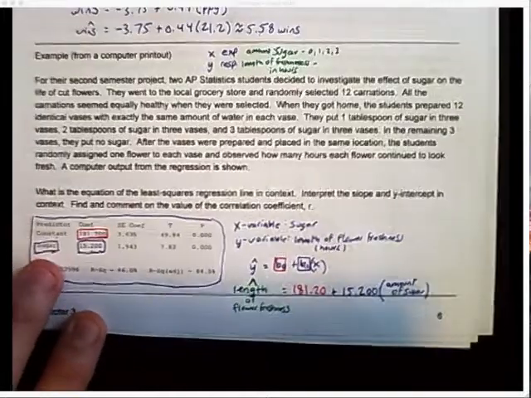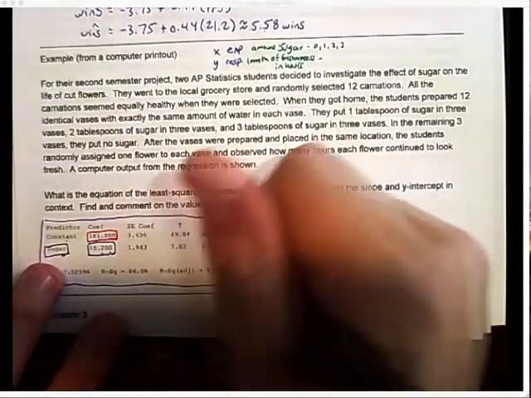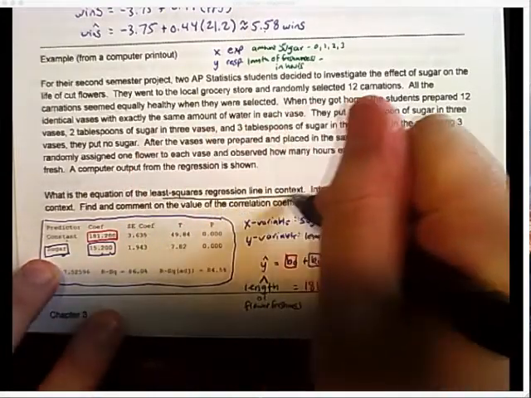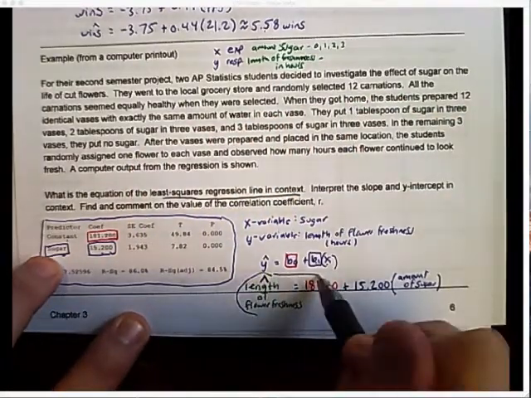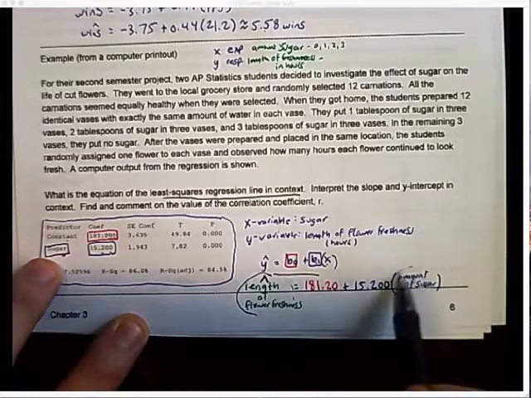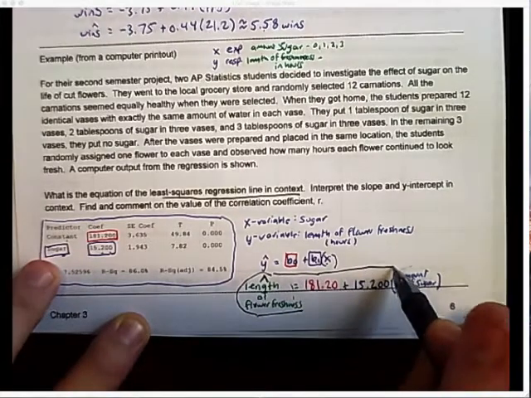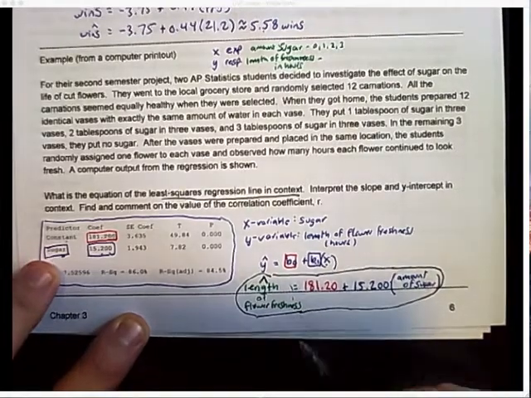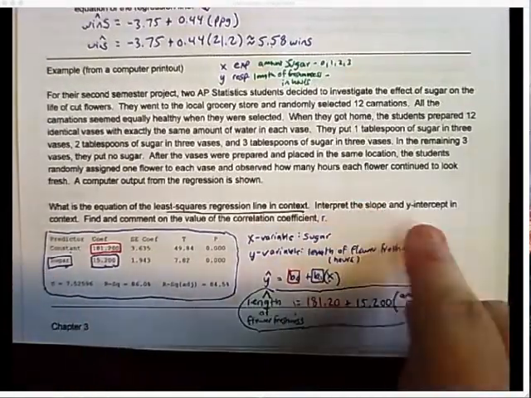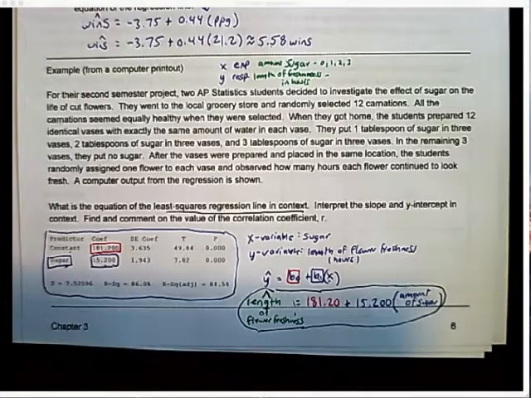So let's see what we've done. We gave the equation of the least squares regression line, that's this thing, in context. What does it mean in context? I put actual words in here instead of y and x. I need to do one more thing. It asked me to interpret the slope and the y-intercept.